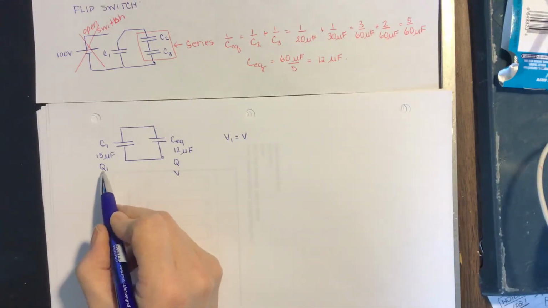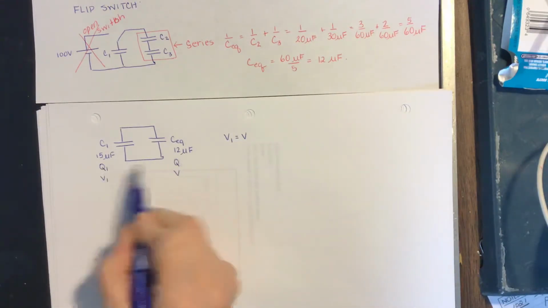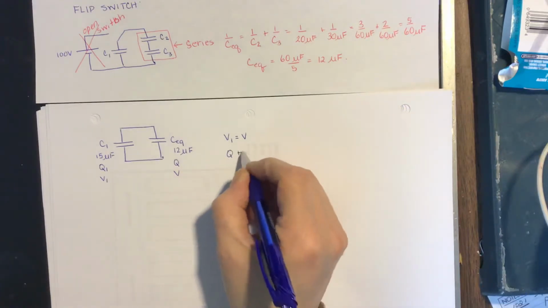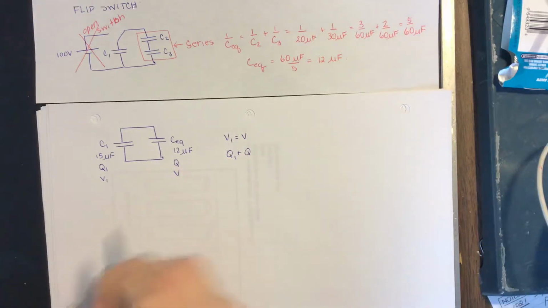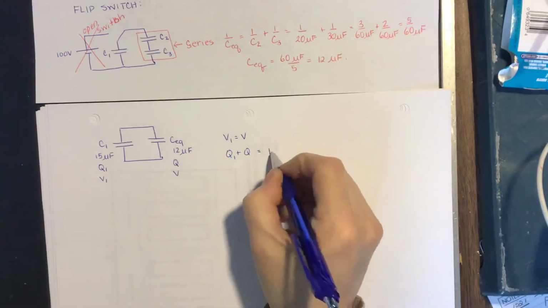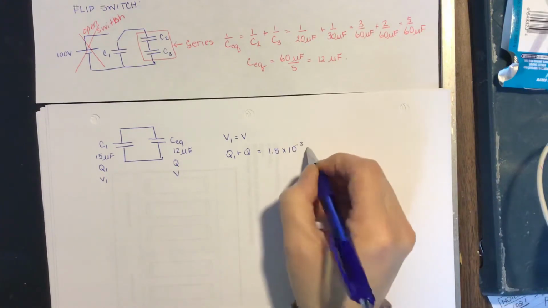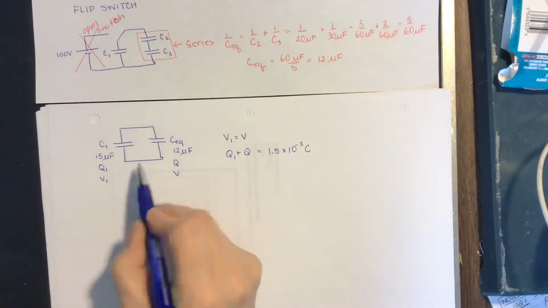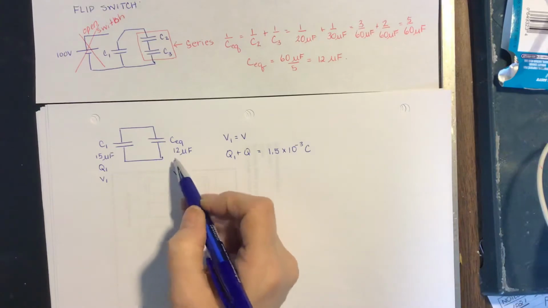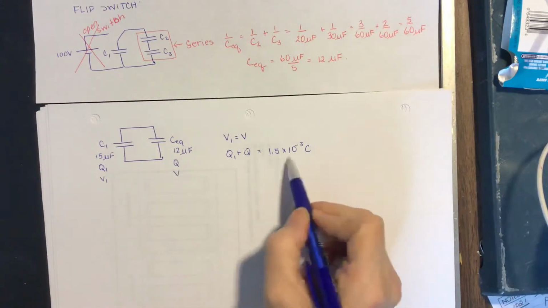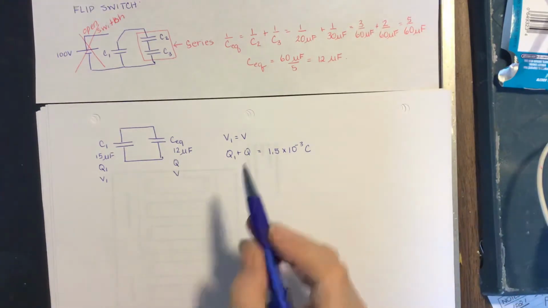And the net amount of charge on the two capacitors, Q1 plus Q, has got to be whatever charge we started with. So we started with 1.5 times 10 to the minus 3 coulombs. That's how much we have to end up with. It can redistribute, it can go different places, but we have to have that same total.